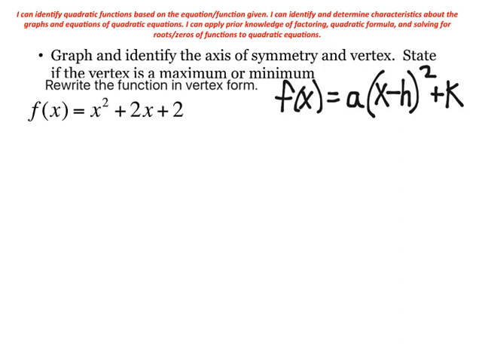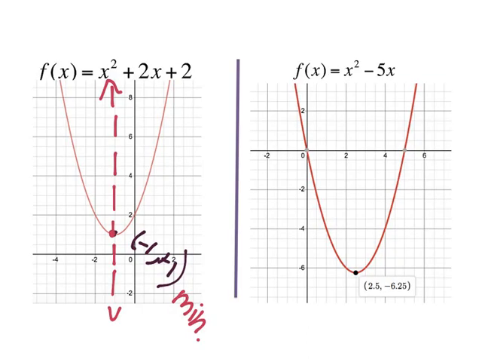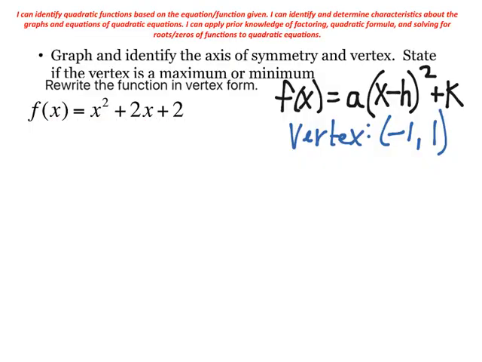Now what you should already have on your paper is the vertex. The vertex you already calculated, which was at (-1, 1), and we can see that from this graph. Now in order to write that function in vertex form, go back to this form. Remember your vertex is (h, k), from earlier in our notes. And so that means h is -1 and k is 1.